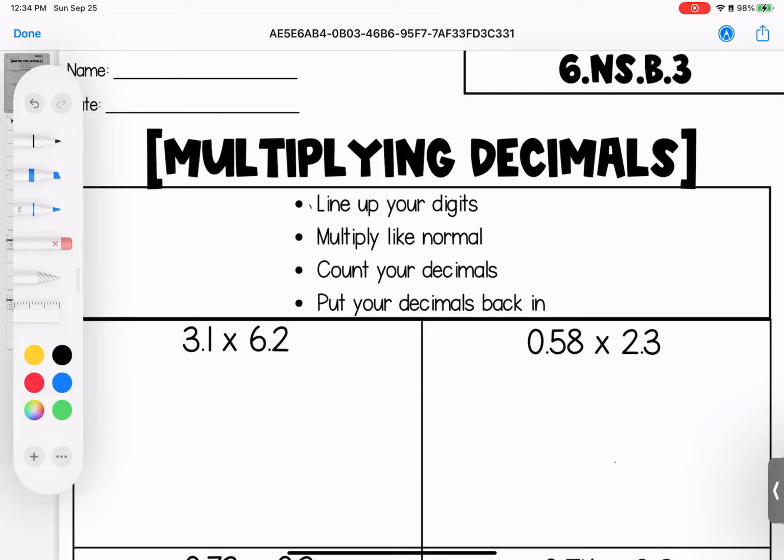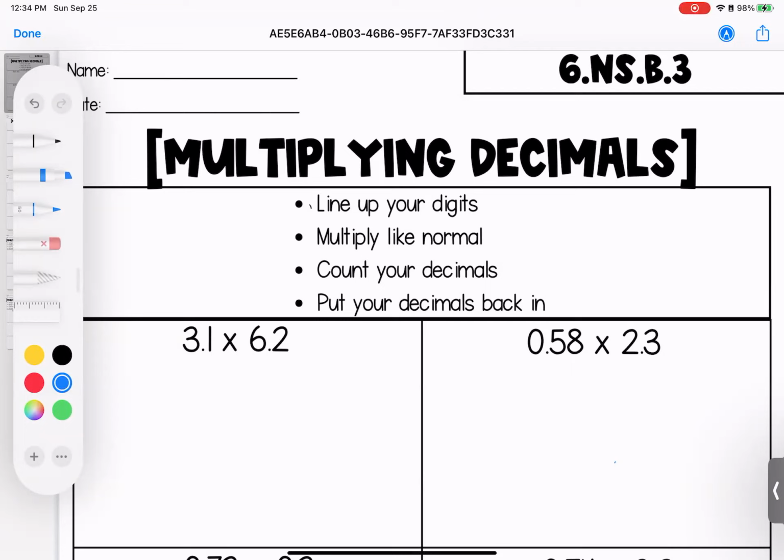For multiplying decimals, I am going to move a little bit more quickly because we know how to multiply, right? You don't need me to walk you through each step. But as we get into dividing, I am going to slow down and make sure that you understand the placement of the decimal, the movement of the decimal, and how that affects our final answer.